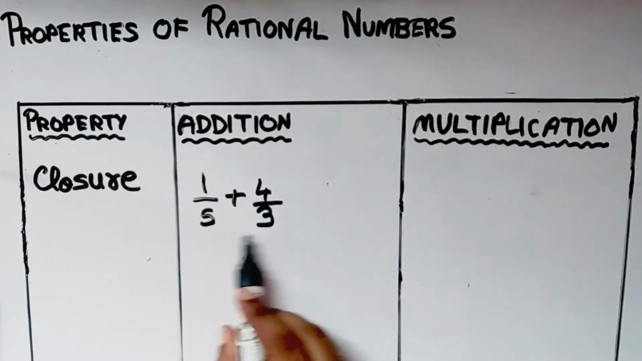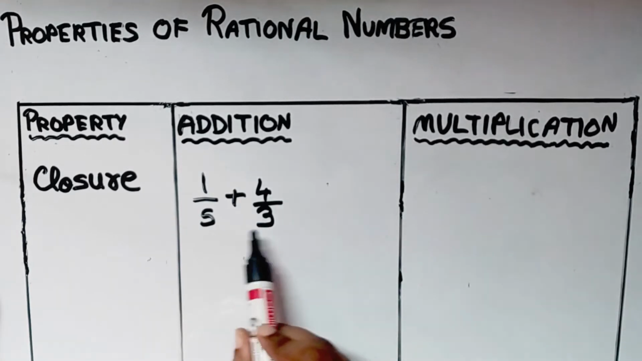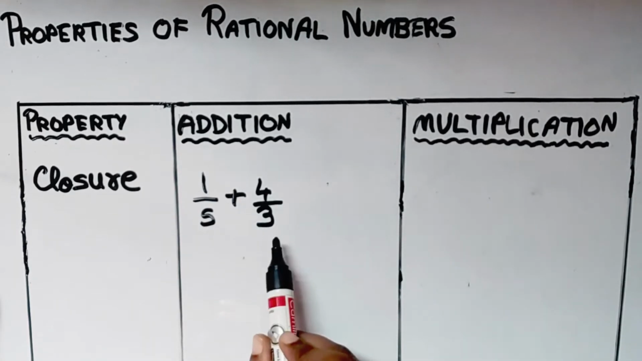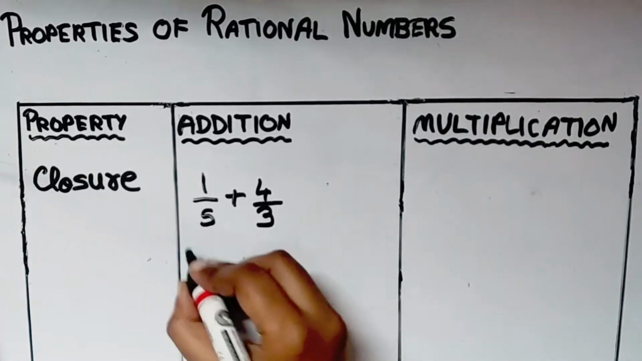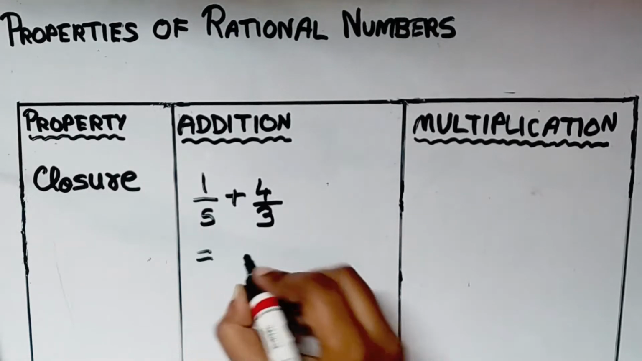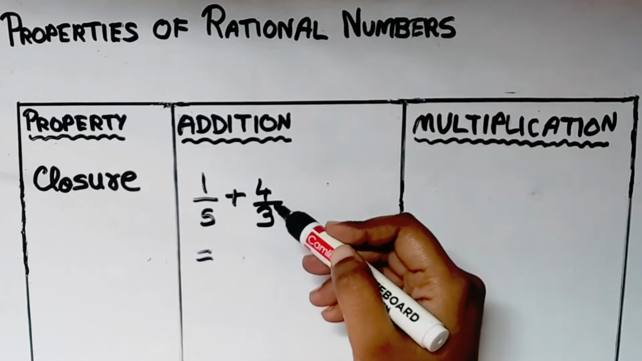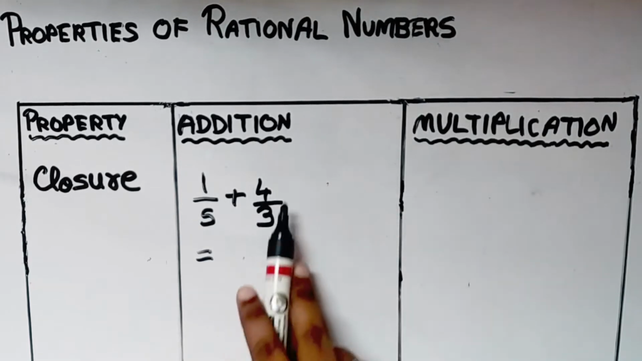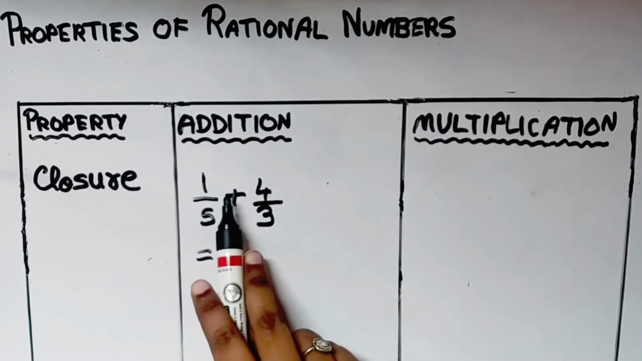These two numbers are rational numbers. This closure property means that when we add two rational numbers, we will always get a rational number. The answer will be a rational number. So let us solve this. We write rational numbers in the form of fractions, numerator upon denominator, so we can use addition of fractions for addition of rational numbers.